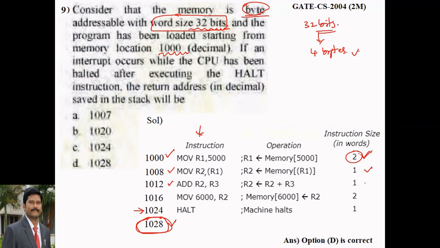The add instruction is one word, that means 4 bytes. So 1012 plus 4 is 1016. The move 6000 comma R2 instruction is two words, which means 8 bytes, so 1016 plus 8 is 1024. The halt instruction is one word, so we add 4 bytes: 1024 plus 4 is 1028. This is the return address, 1028. Option D is correct.